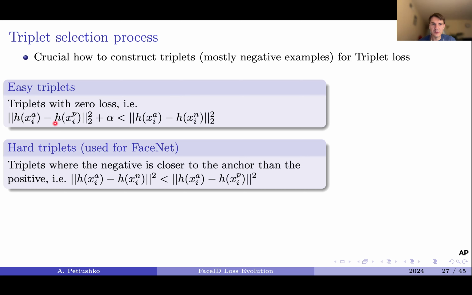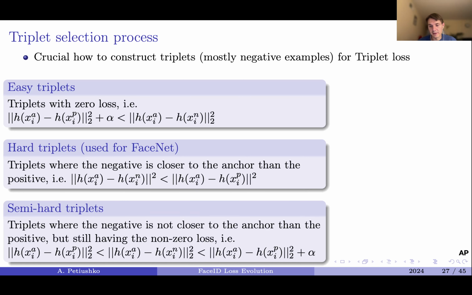Hard triplets are the triplets that were used for FaceNet. These are triplets where the negative is closer to the anchor than the positive, so no alpha, as you can see here. Just the distance to the negative is less than the distance to the positive. But we also have this gray zone, which is called semi-hard triplets. These are triplets where the negative is not closer to the anchor than the positive, but still having non-zero loss, because the distance to the negative is bigger than the distance to the positive, but less than the distance to the positive plus alpha.